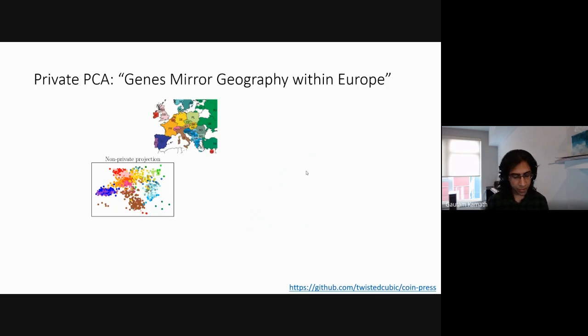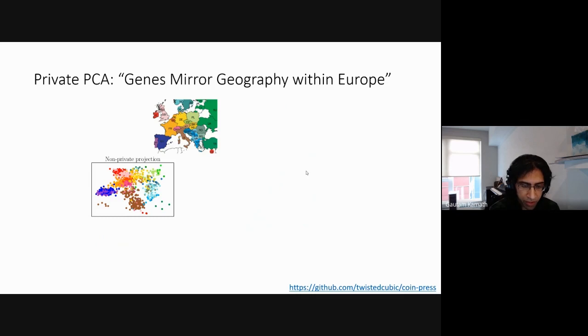So here's a study which appeared in Science maybe a decade ago, maybe 2008, I think, by Novembre et al. What the researchers did was they took a high-dimensional genome data set consisting of maybe 1,000 or 2,000 individuals across Europe. They colored each individual's data point by their country of origin. For example, blue is Spain, orange is France, and so on.